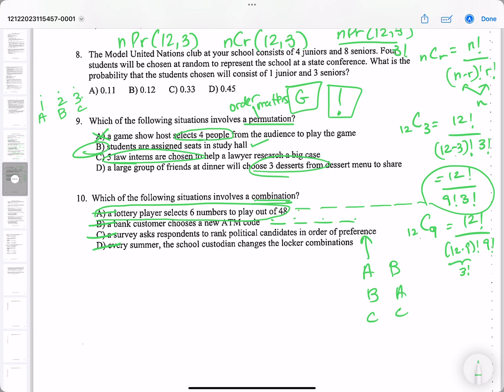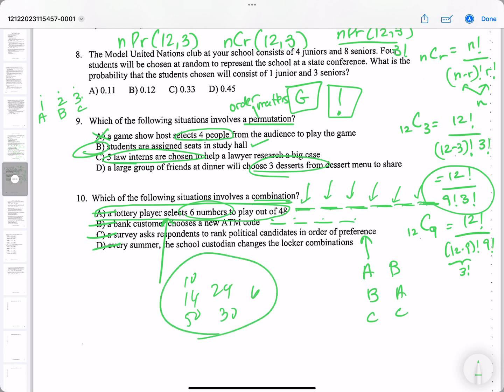The answer key is saying A, and the way I was reading it, I was disagreeing. A lottery player selects 6 numbers to play out of 48. But if I select 6 numbers, I can put them, oh, yes, okay, I'm agreeing with it now. Sorry. I'm glad I got it wrong because the way I looked at it is that there are 6 numbers on the lottery ticket. But if you look at it more carefully, it just says they select 6 numbers. It didn't talk about the order you're putting them in. You're just saying, okay, 10, 14, 50, 24, 30, and 6, just giving the numbers, not a specific order. It's just for one ticket. So yes, that would be a combination.